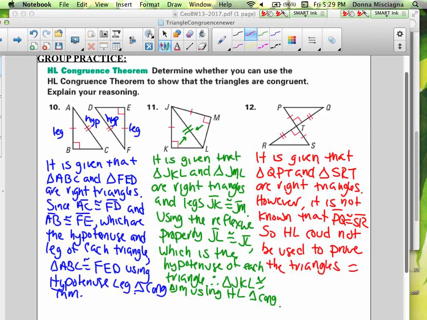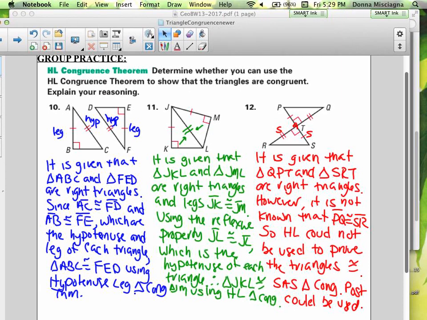I'm just going to use this symbol for congruent. But we could use the theorem to prove the triangle is congruent, right? Because we have side, angle, side. So the side, angle, side triangle congruence postulate could be used. So we could use side angle side, but we could not use hypotenuse leg. All right? So there are those problems and just a little review of hypotenuse leg.